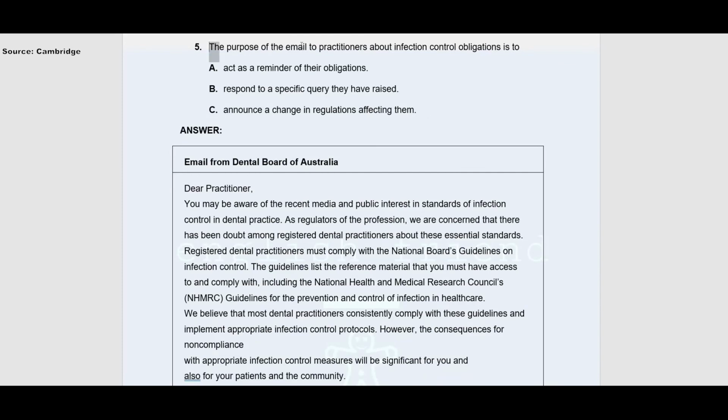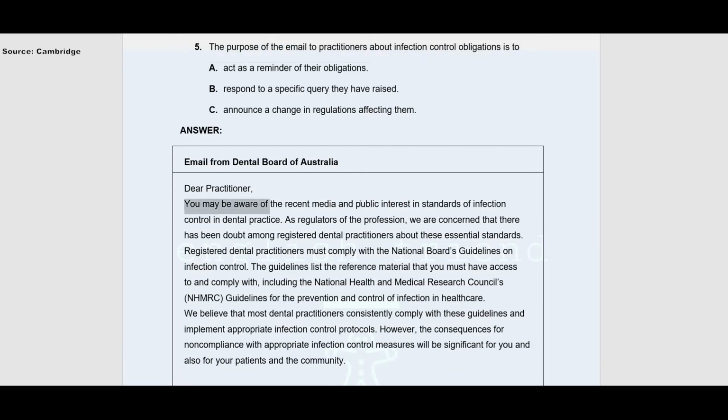Question number 5. The purpose of the email to practitioners about infection control obligations is to. As we go through the paragraph, we can find that you may be aware of recent media and public interest in standards of infection control in dental practice. As regulators of the profession, we are concerned that there has been doubt among registered dental practitioners about these essential standards. Registered dental practitioners must comply with the National Board's guidelines on infection control.